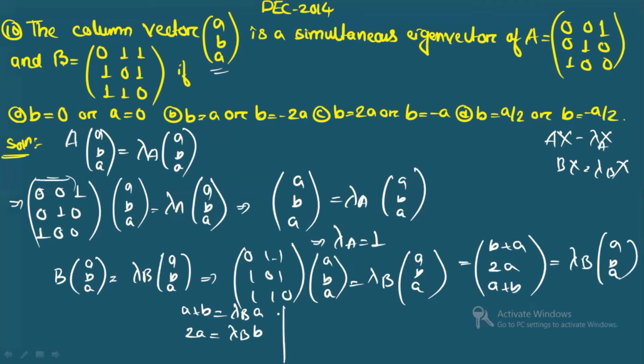From this equation, A plus B equals lambda B times A. So if I write B equals lambda B times A minus A, taking A common, B will be equal to A times lambda B minus 1. Clear? This is what you are getting for B. And here 2A equals lambda B times B.